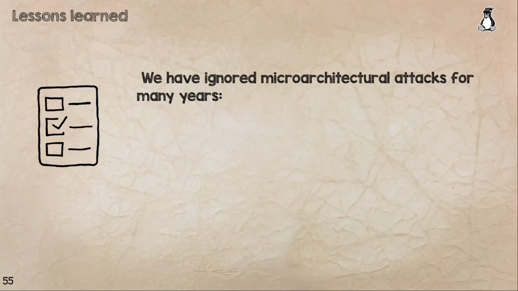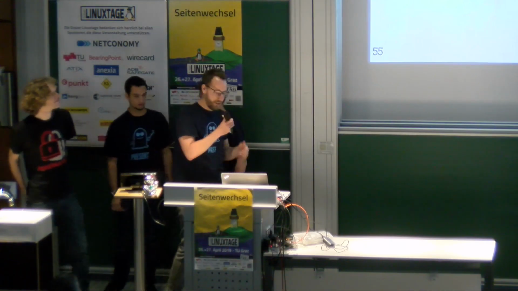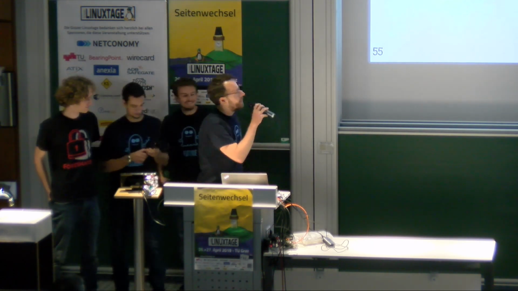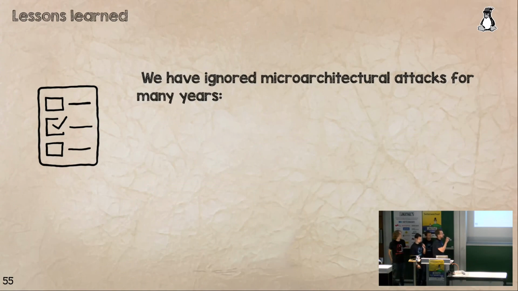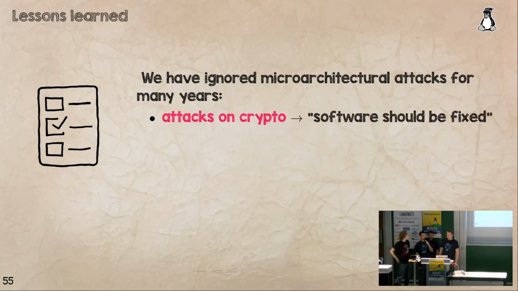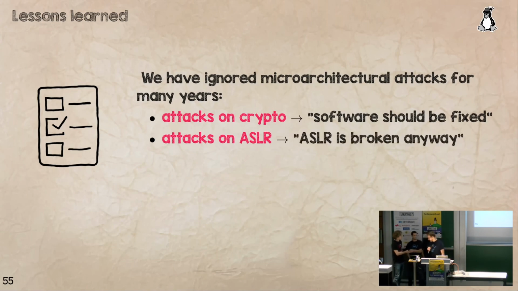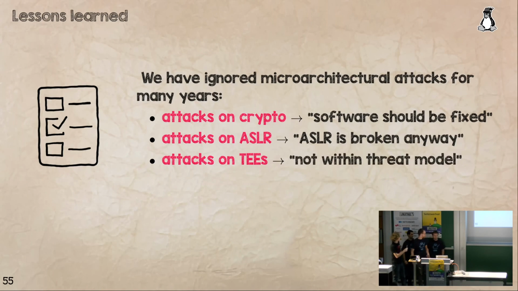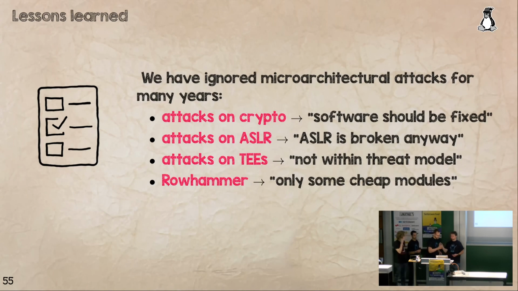So, I thought I had a weekend and I'm retired, because I'm from the past and you haven't learned anything, and the microphone is also not working. But what we've seen in the entire talk is that microarchitectural attacks have been ignored for many, many years. And you didn't learn anything. Because we had attacks on crypto. We leaked keys. But for crypto, the software should be fixed. It's not an issue, right? The more dangerous thing is we have attacks on ASLR. ASLR is broken by design. But we also extracted keys from trusted execution environments. That's a real problem, right? Well, this is not within the threat model of anything. But we have also seen Rowhammer attacks. Yeah, but it only affects some cheap models.